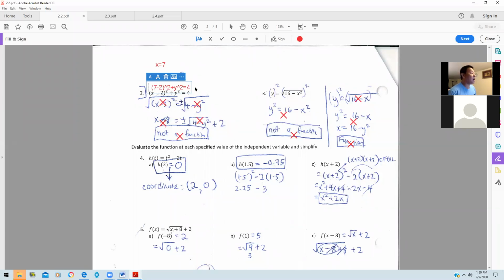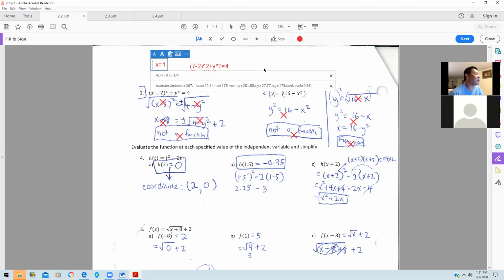So we know that 7 minus 2 is 5, right? And 5 squared is 25. So 25 plus y squared equals 4. Then we subtract 25, so y squared is 4 minus 25, which is -21. So this one is no good because it's undefined. Let's pick something smaller. Let's take 1. Okay, 1 is a bit better because it's smaller. Because it's a circle, 7 is way out.